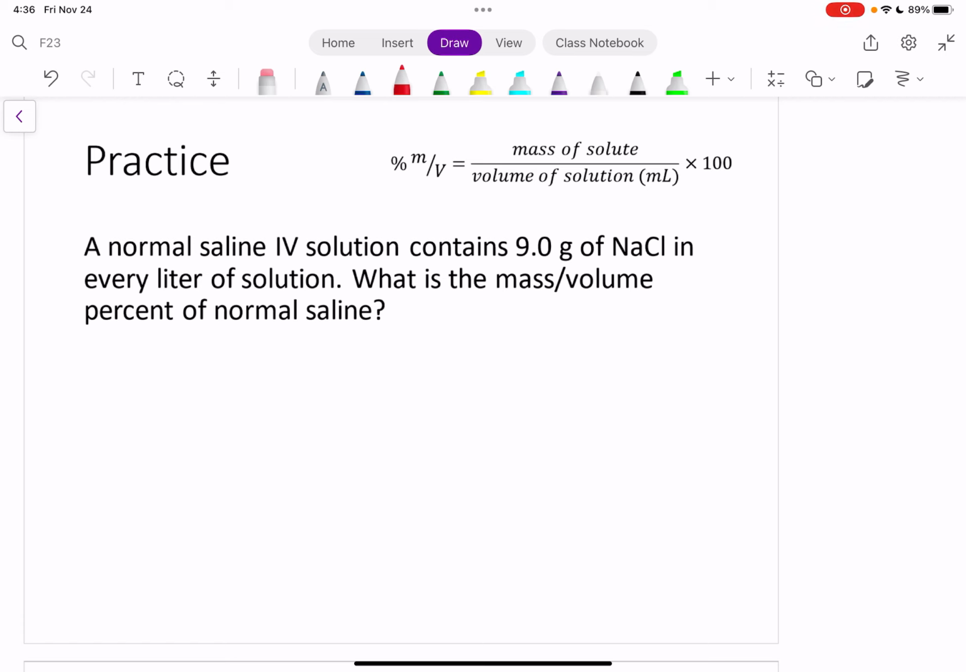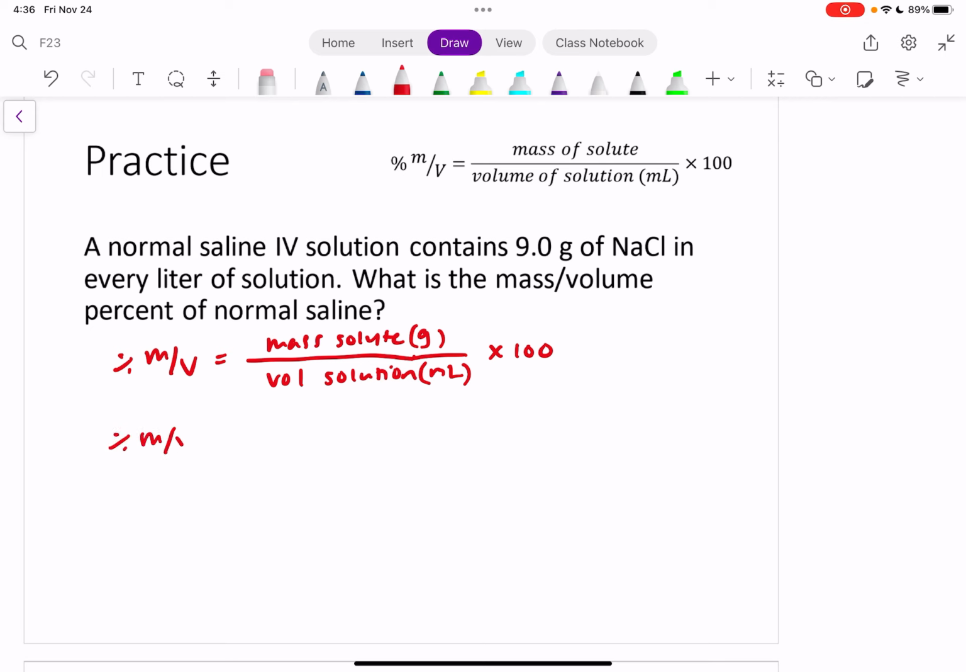A normal saline solution contains 9.0 grams of NaCl in every liter of solution. What is the mass by volume percent of normal saline? Again, just like the first example we did, we're solving for this percentage. So let's write this over here. Mass by volume percent equals mass of solute over volume of solution, with grams on top and milliliters on the bottom, times 100.